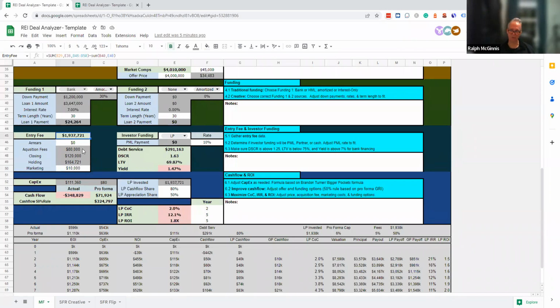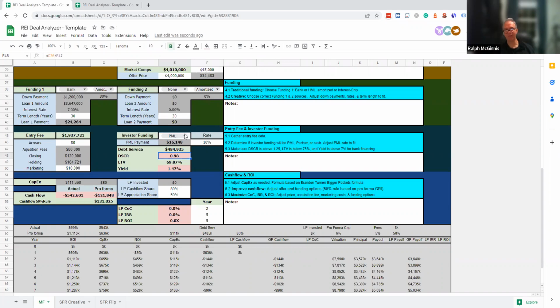Now, how do you get the entry fee? If you don't have it yourself, you want to find it through partners, right? So it could be a PML partner, but I'll show you what happens. Right now, our DSCR is at 1.63. If I change this to PML, the DSCR goes to 0.98. If you have a below 1 DSCR, that means your debt service is more than what you're actually making. You're not making enough to pay your debts, right? So that doesn't work.